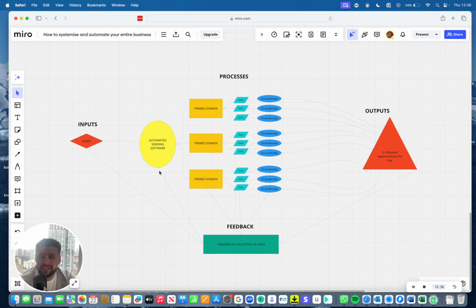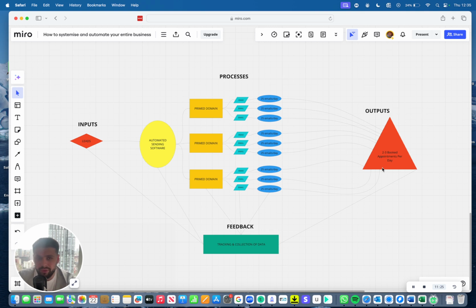And to scale up the system, it's as simple as putting more leads or inputs into the system. And then, of course, processes. We need to make sure that our processes are actually going to be able to handle more inputs, okay? It needs to be able to handle more leads. So we need to ensure that our processes are primed for scale. Once this happens, the outputs, of course, are more booked appointments.